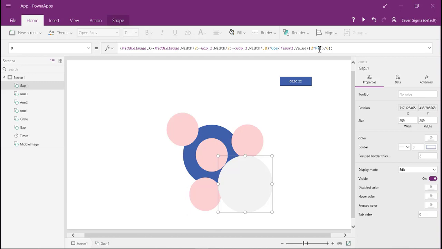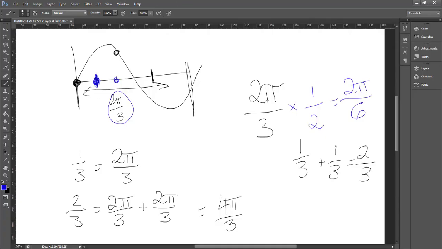How far away is the next position on the graph? First it's here, that's the first position. This is the next position. So how far away is that? From here to here, how far away is that? It's a third of the entire thing. Yes, one third of the entire circle.